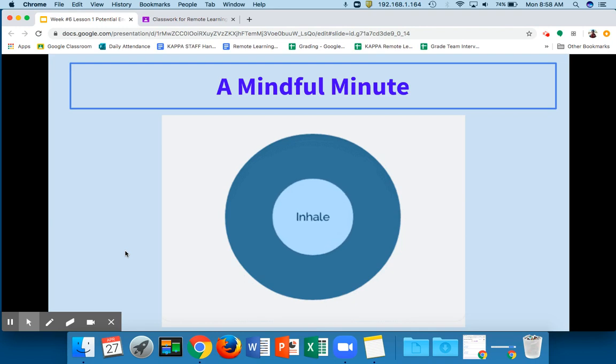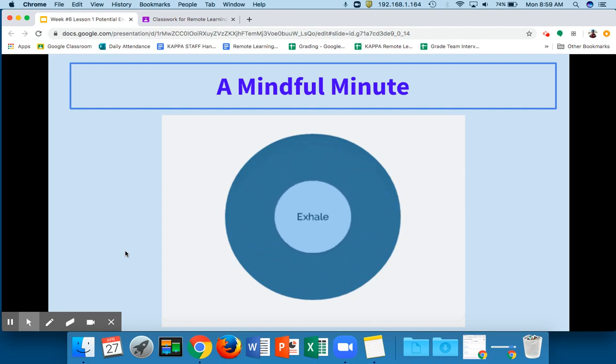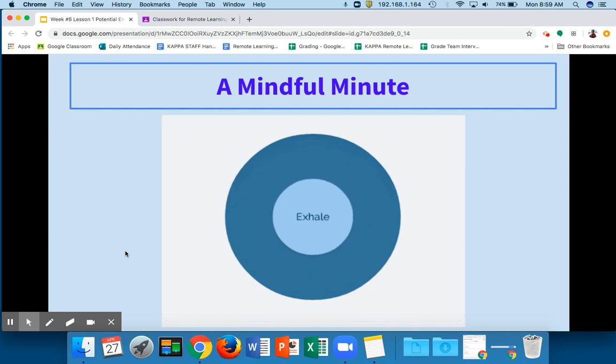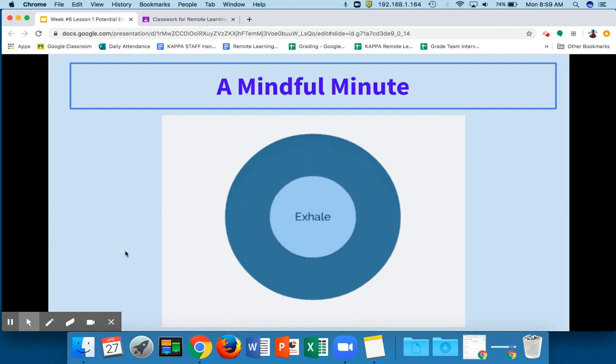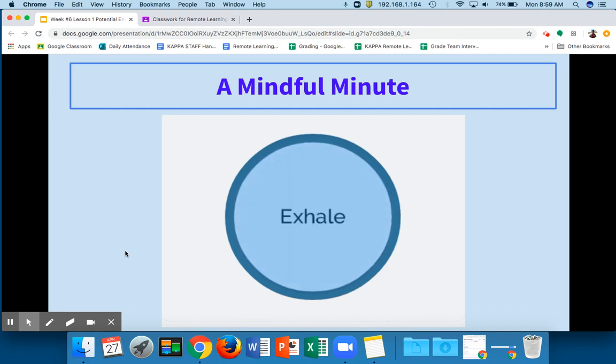Inhaling through the nose, nice deep breath. And exhaling. Inhale, fill your lungs. And exhale. Nice deep breath in. And full exhale out. We're halfway there. Inhale through your nose. And exhale.